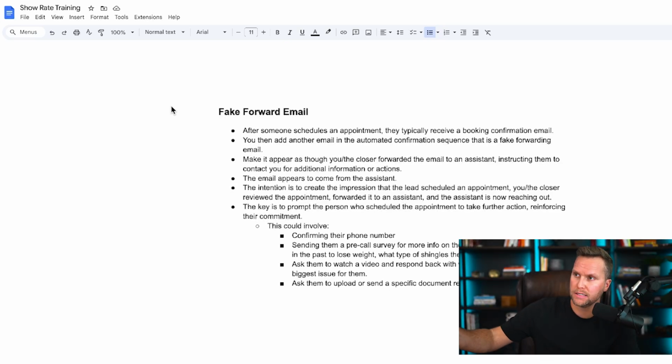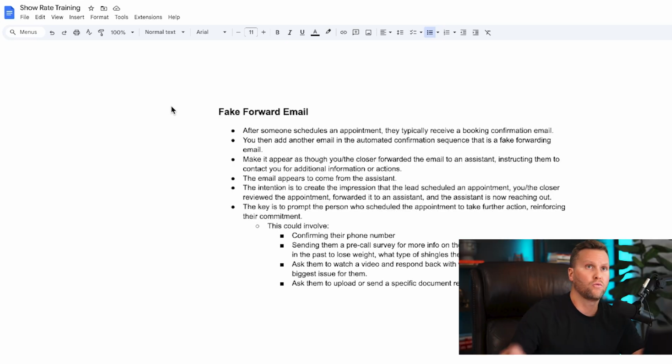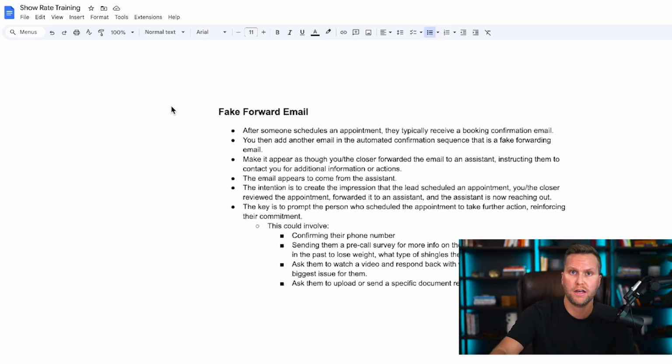I'm forwarding it to my assistant, and I type it out and say, hey, do you mind following up with them and asking them X, Y, and Z? And then they reply and say, hey, just reaching out because X, Y, and Z told me to reach out. So now the email appears to be coming from an assistant. That's why we call it the fake forward email, right? The intention is to create the impression that the lead has scheduled the appointment and then you or your closer has reviewed the appointment, forwarded it to the assistant, and the assistant is now reaching out to them, right?